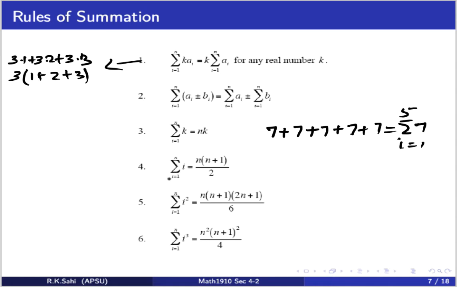Now, this is the summation of the first n terms. Summation of i is n times n plus 1 divided by 2. Summation of i squared is n times n plus 1 times 2n plus 1 divided by 6. And the summation of the first n cubes is n squared times n plus 1, the whole squared, divided by 4.